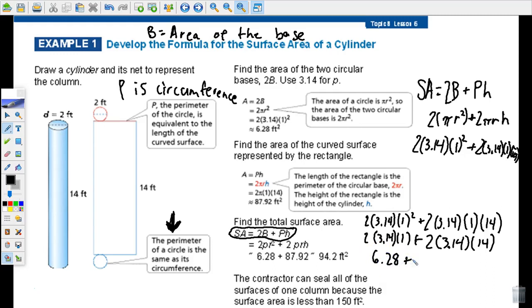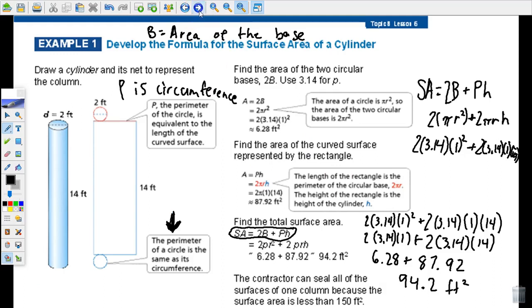If I get my calculator, and you get your calculators out, we do 2 times 3.14 times 14, and we get 87.92. And then we add them both together and we get 94.2. And that's feet squared. But the correct answer is yes, the contractor can seal all of the surfaces of one column because the surface area is less than 150. The contractor can work it out.